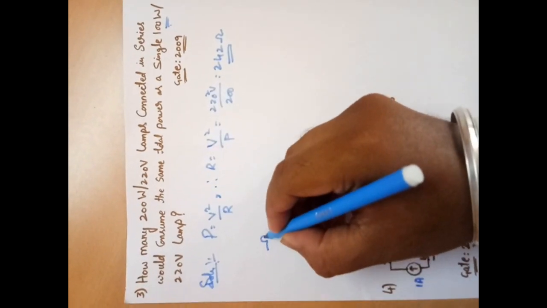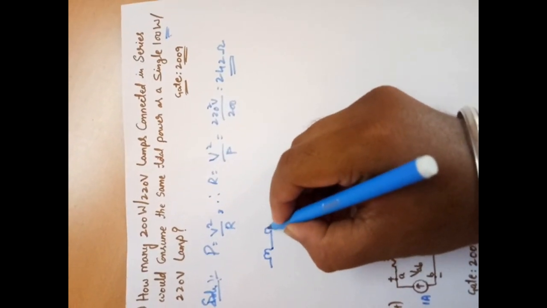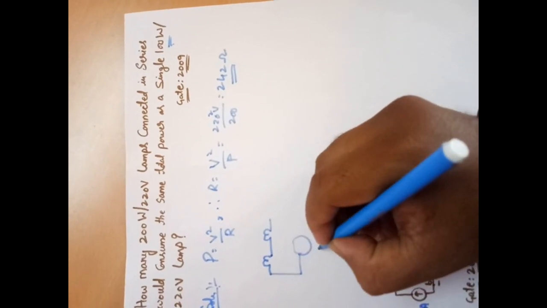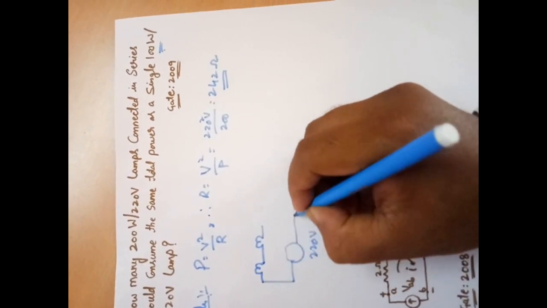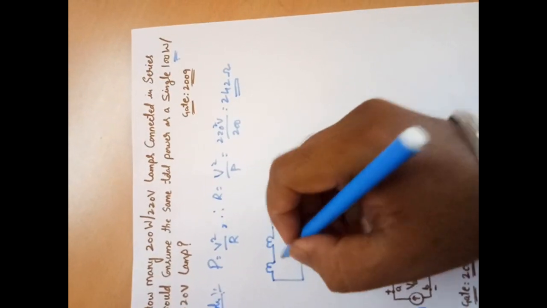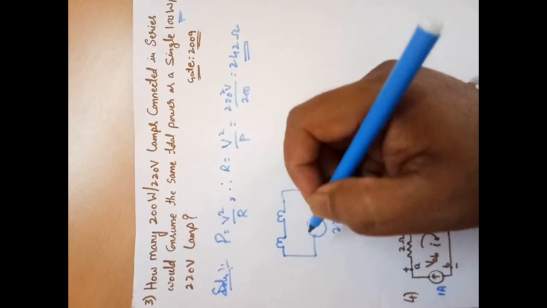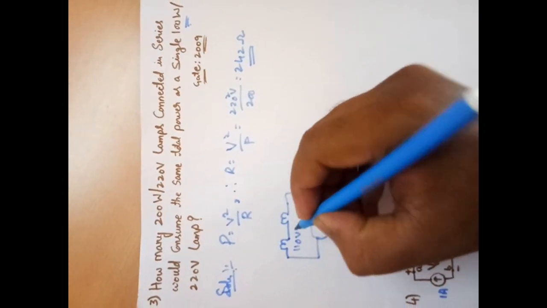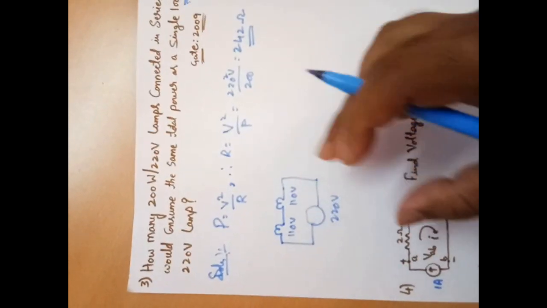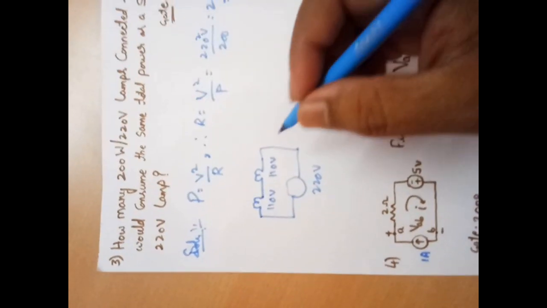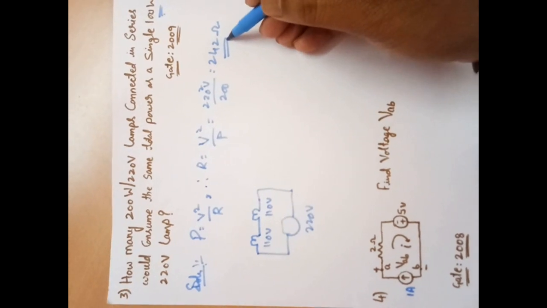Let me start with two lamps. Let us say there is one lamp and there is another lamp, both connected in series. The voltage applied here is 220 volt. When we apply the voltage for a series connection, the voltage is going to get divided. So here we get 110 volt, and here also we get 110 volt, equally divided because the resistance of the lamps are the same, 242.